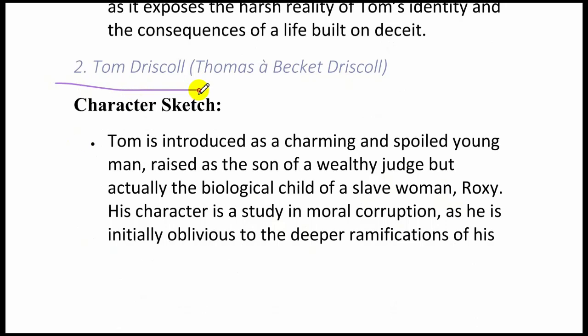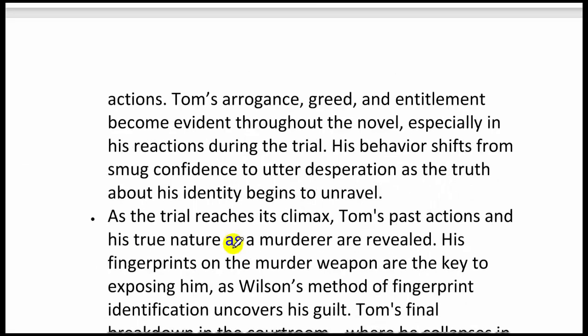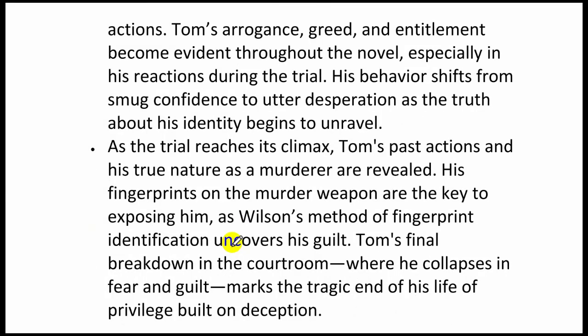Next, let's look at Tom Driscoll. Thomas A. Becket Driscoll. Character sketch. Tom is introduced as a charming and spoiled young man, raised as the son of a wealthy judge, but actually the biological child of a slave woman, Roxy. His character is a study in moral corruption, as he is initially oblivious to the deeper ramifications of his actions. Tom's arrogance, greed, and entitlement become evident throughout the novel, especially in his reaction during the trial.